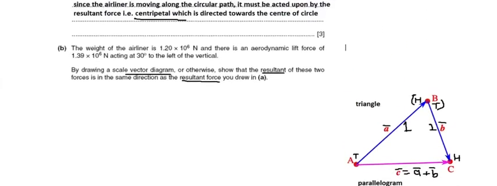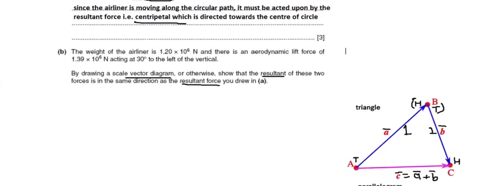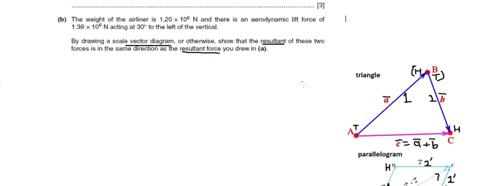So here what I will do, I need to first understand what should be the magnitude of those two vectors. Here the two vectors are there. The first vector is nothing but the weight of the airliner, and the second vector is nothing but the aerodynamic lift force. Okay. The forces are nothing but the vectors. So the first force is weight, which is acting on the airliner, and the second force is aerodynamic lift force, which is acting on the airliner.